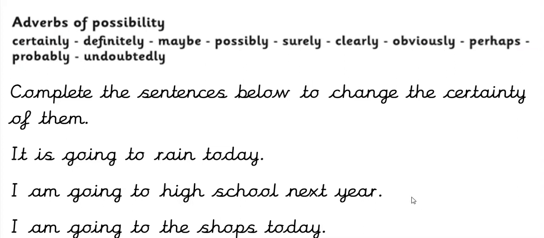You could have had, I am definitely going to high school next year. I am certainly going to high school next year. I am obviously going to high school next year. And your last one, I am going to the shops today. I am possibly going to the shops today. I am probably going to the shops today. Okay, so it shows the different certainty of each sentence.